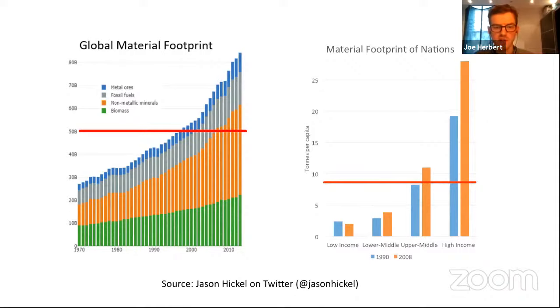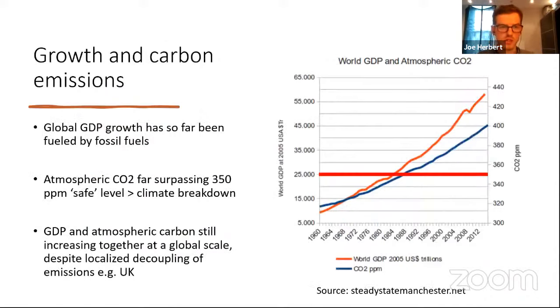So this is important because it's the first indication as well of the kind of colonial character of ecological breakdown and responsibility for ecological breakdown. So that's the first indicator.